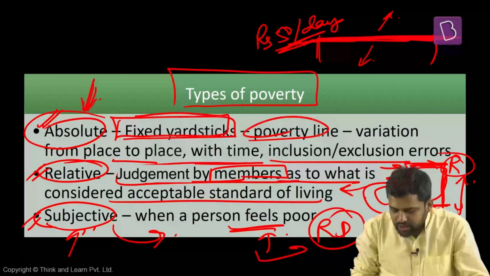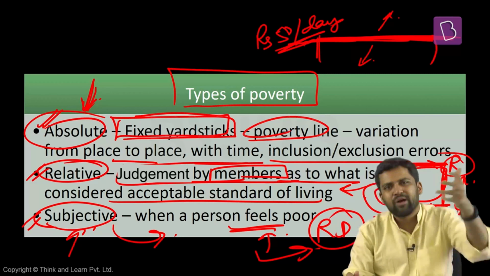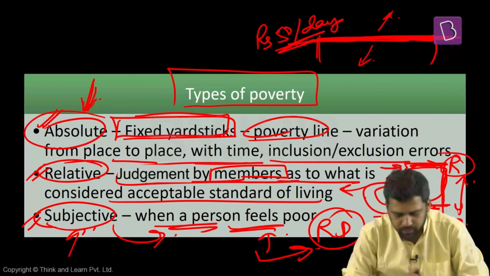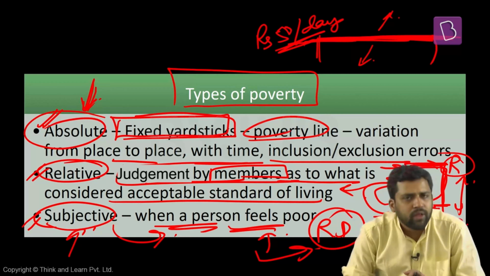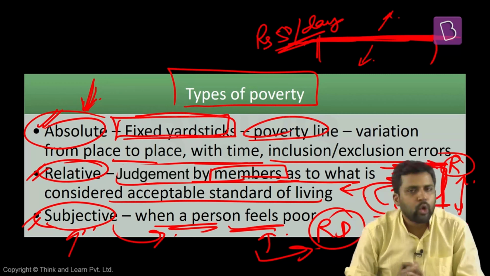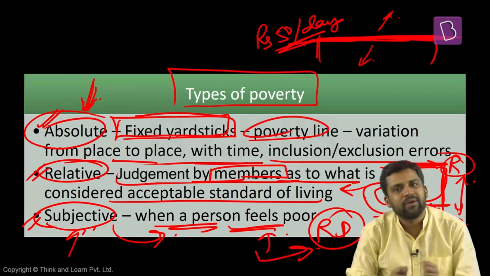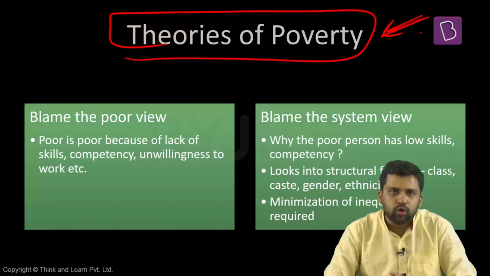This kind of poverty leads to relative deprivation. You are feeling deprived as compared to what you were in the past. So this kind of poverty is referred to as subjective poverty. Now, what we will do, we will try to understand some of the theories which try to explain poverty. So we look at poverty from different lenses, from different angles. So what are some of the prominent theories of poverty?